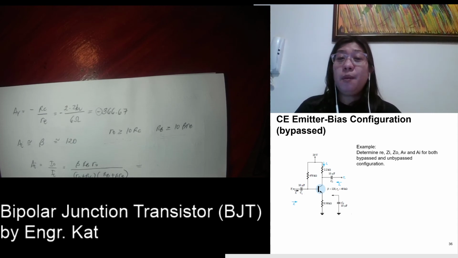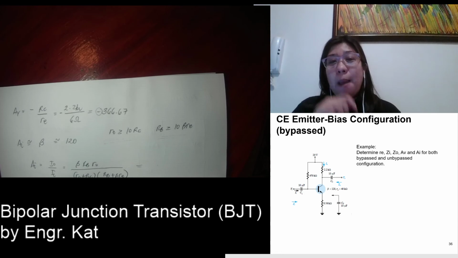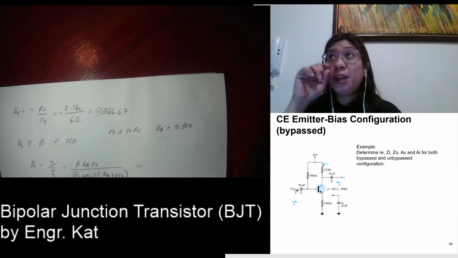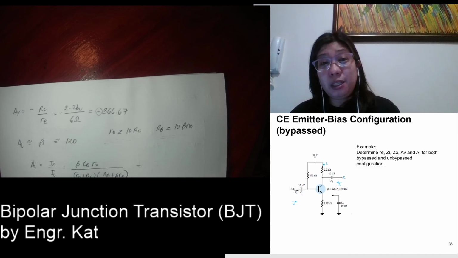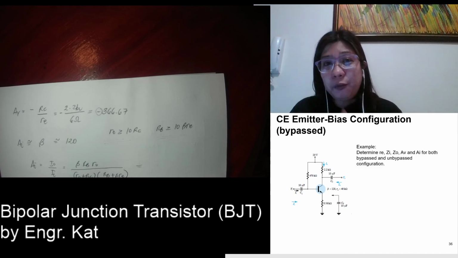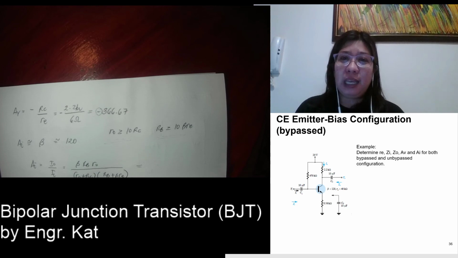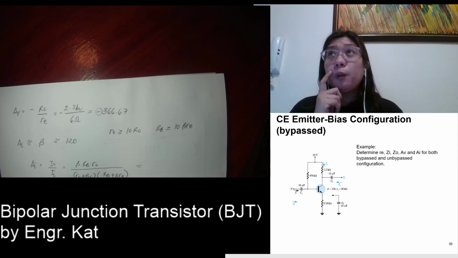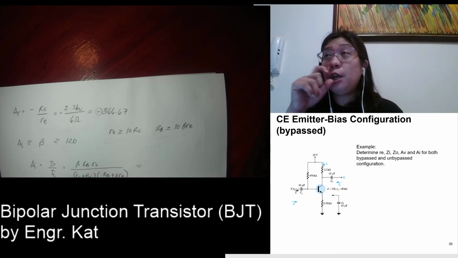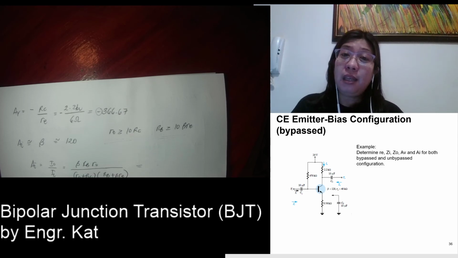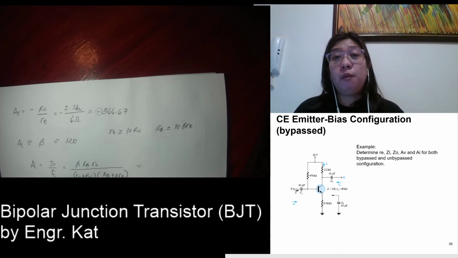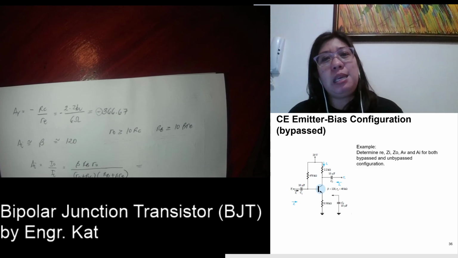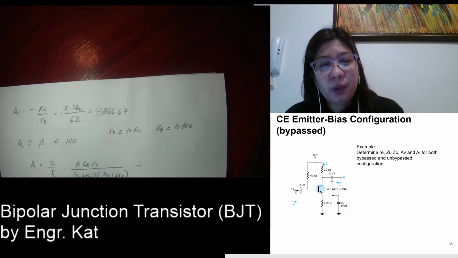But RE is important in the DC analysis. Why? Because it helps in the stability of your circuit. So it is not very helpful in the amplification side, in the AC side, but it is very helpful in the DC portion because it adds to the stability of your system. So therefore, we place your bypass capacitor so that your RE is present at DC while it is being removed or bypassed at AC. Okay, why? Because it really lowers down your voltage gain.